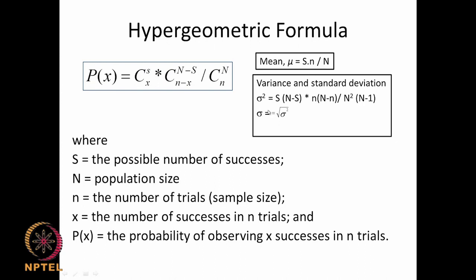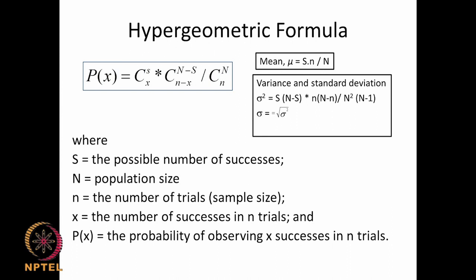Variance and standard deviation are given like this. The variance is S, that is capital S, multiplied by (N minus S), multiplied by small n, multiplied by (N minus n), divided by N square, (N minus 1). This is how the variance is given. So this is the mean, this is the variance. The hypergeometric distribution is based on the concept that the sample size is not very, very small when compared to the population size, or the population size is finite. It is not infinite, unlike the other type of distribution. This is also a very useful distribution. We will come across it in many problems, even in biology and non-biological studies as well. We will look at each one of them in more detail.